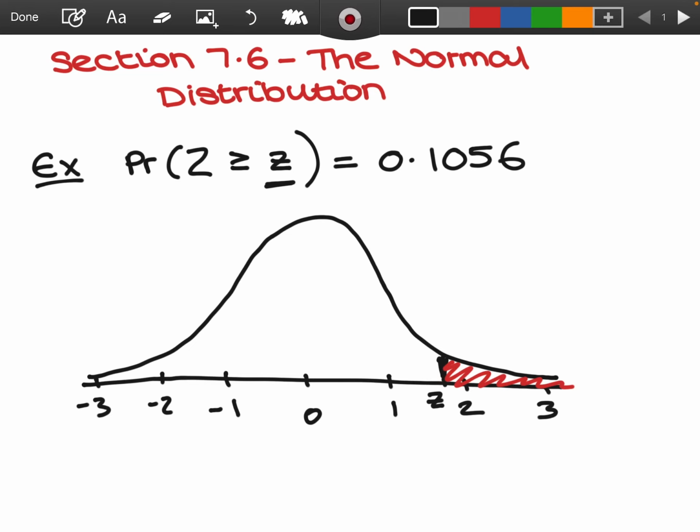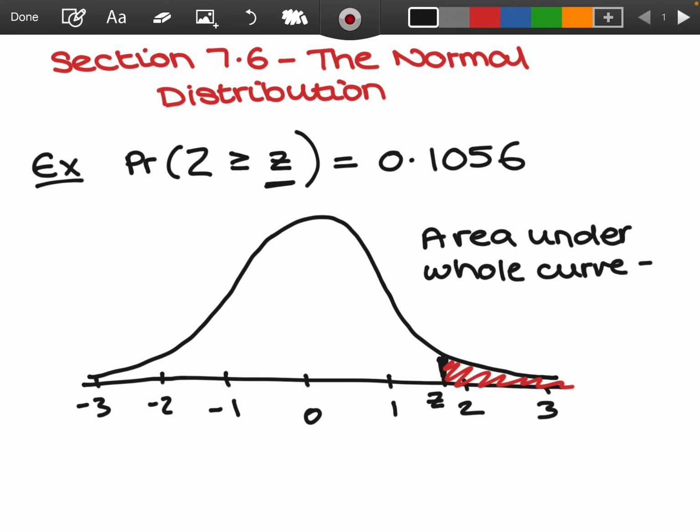Now we know that the area under our whole curve is 1, because you have a 100% chance of falling somewhere, of having some kind of outcome. So the area under the whole curve equals 1. We know that that's the case.